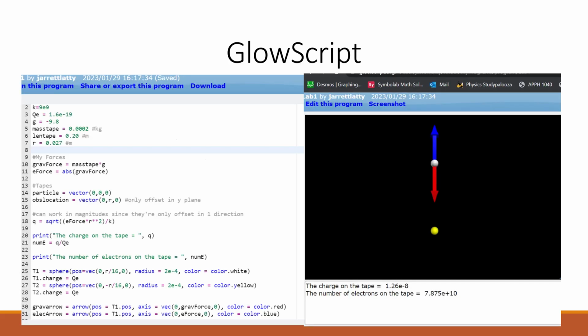In my GlowScript representation, I set out all of my fixed variables at the top, including the observed ones, such as the distance between the tapes when they began to float. I created my two forces, one for gravity and one for the electric force, both equal in magnitude, and created two particles for our charged tapes. Then I calculated Q using the same calculation as earlier, taking our electric force, multiplying it by the distance squared, dividing by our K constant, and then taking the square root. Then I print out the charge, print out the number of electrons on the tape using the same calculations, and create two vector representations of the forces on the particles.